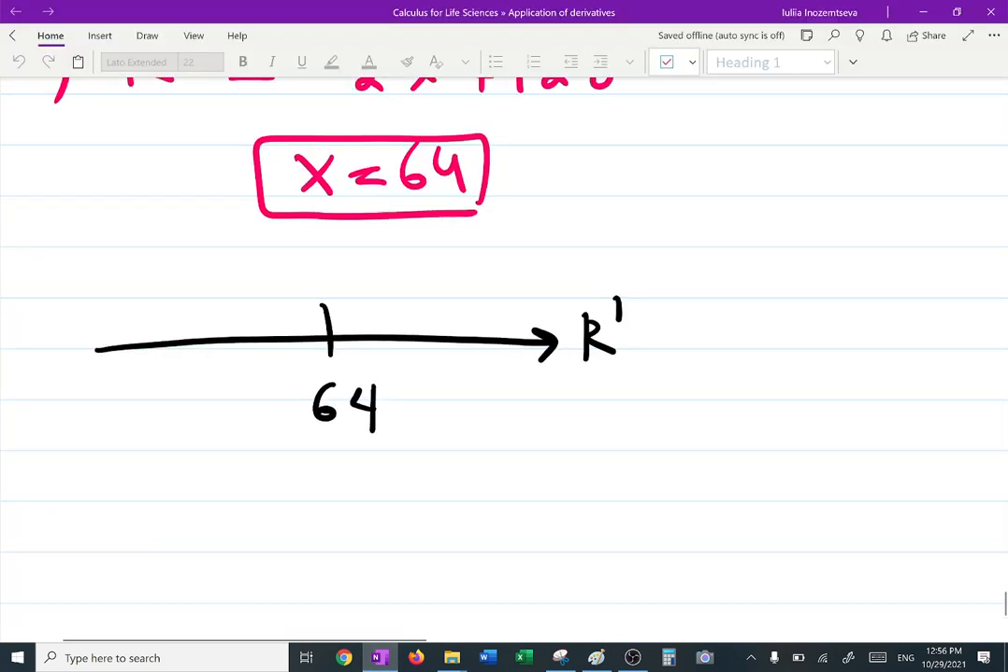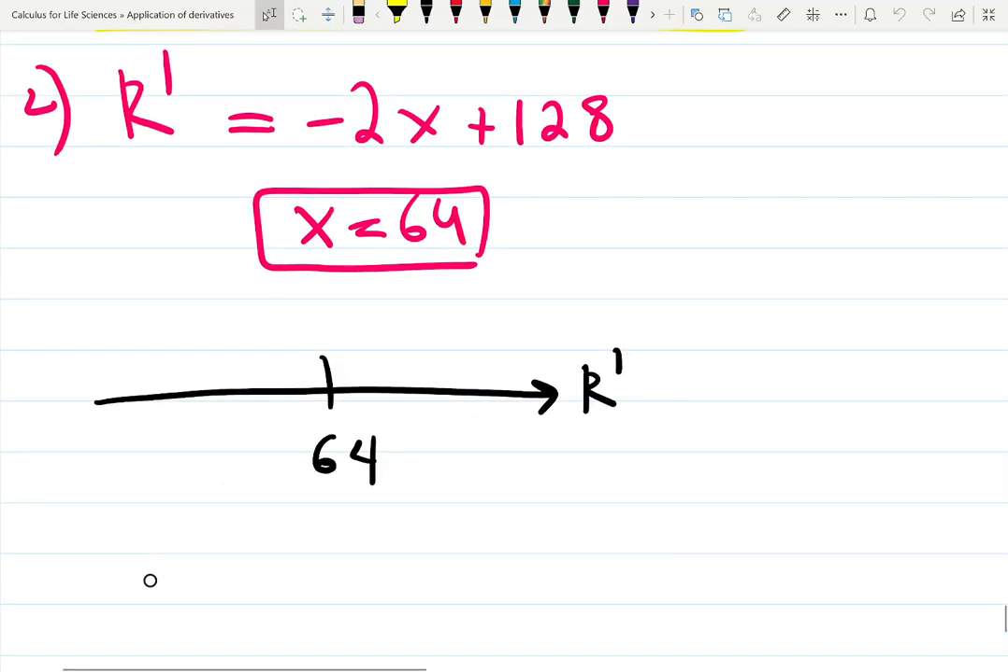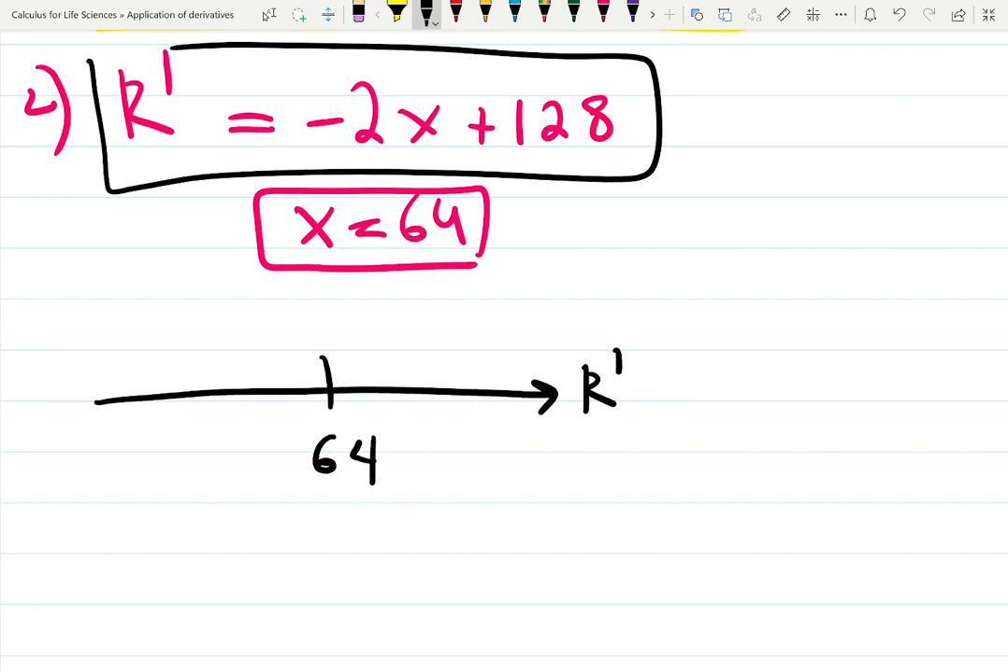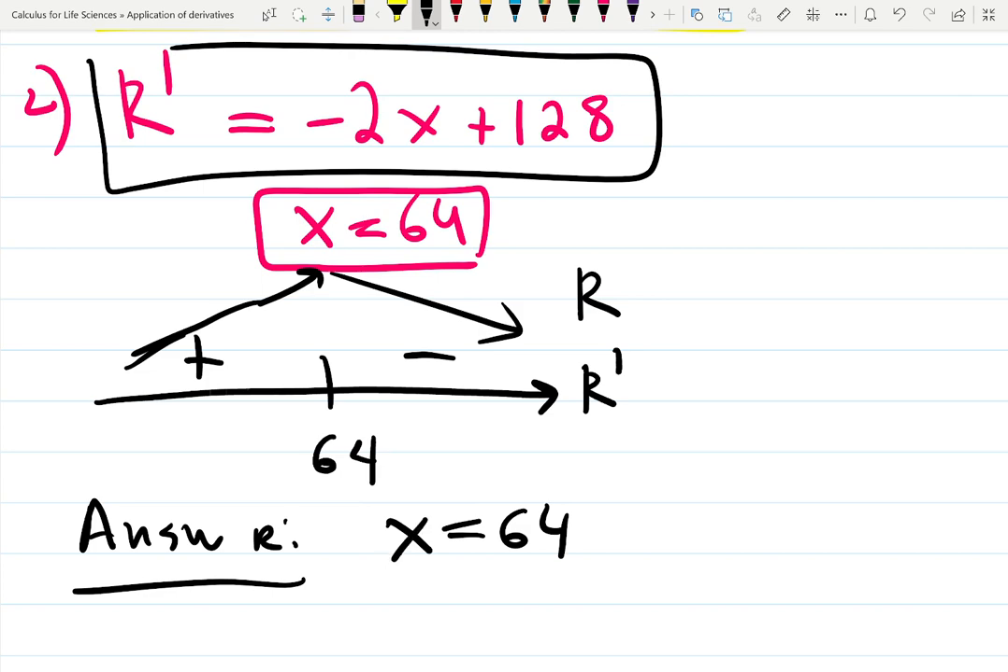Okay, you can plug in testing points and check the signs. If I plug 0 into your derivative, it gives me plus. If I plug in a million, it gives minus. So the original function is increasing, then decreasing, so this is your local maximum, or global in this case. So the answer is x equals 64 will give you the global maximum.